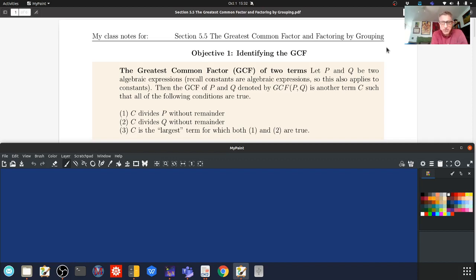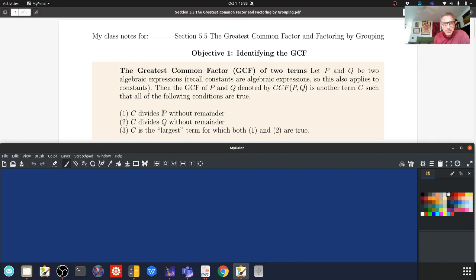the definition we try to make as precise as we can be. So the greatest common factor of two terms. Let P and Q be algebraic expressions. Remember, just regular integers like 7 and 3, as long as they're non-zero, they're actually considered polynomials, and hence algebraic expressions. They're constant polynomials. So then the GCF of P and Q, which is denoted by this type of, sometimes GCF is in all capitals, sometimes it's not, but P will be a specific number or polynomial, and so will Q, is another term, C, such that all three conditions are true.